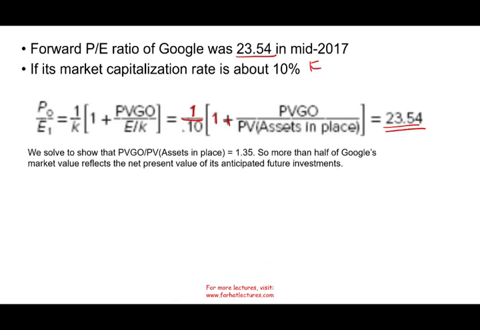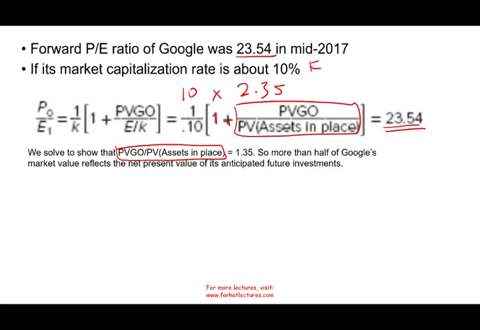If we solve for the formula, we come up with this component here equal to 1.35. So this whole component in the bracket is 2.35. Simply put, we have 10%, 1 divided by 0.1 equal to $10. $10 times 2.35 will give us $23.54.